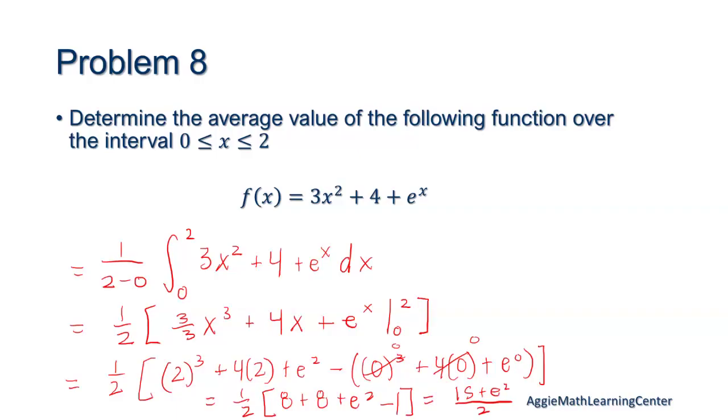Everybody follow? Just took the 1 over b minus a and then just evaluated the integral like normal over that time. So I also wrote over the solution and so. Thank you.